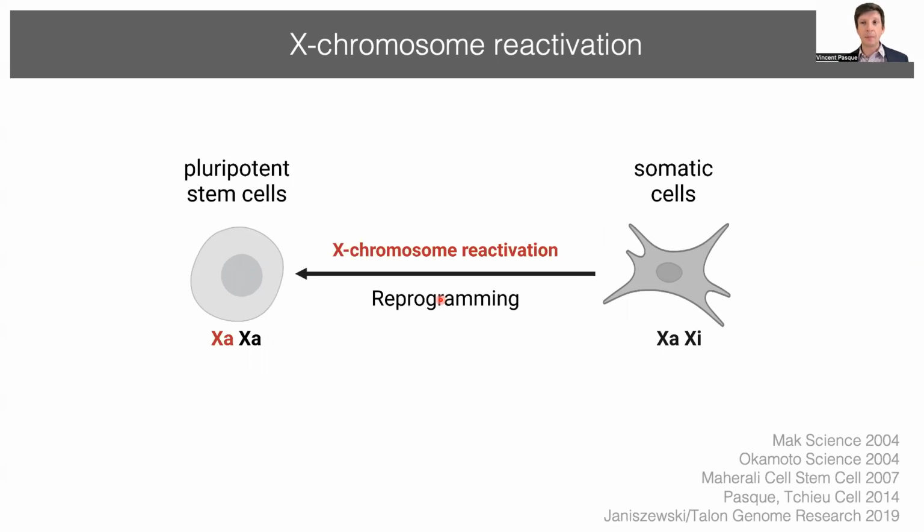And during iPS cell reprogramming, following the overexpression of transcription factors as discovered by Shinya Yamanaka, during the induction of induced pluripotent stem cells, the inactive X chromosome is reactivated in a process called X chromosome reactivation.